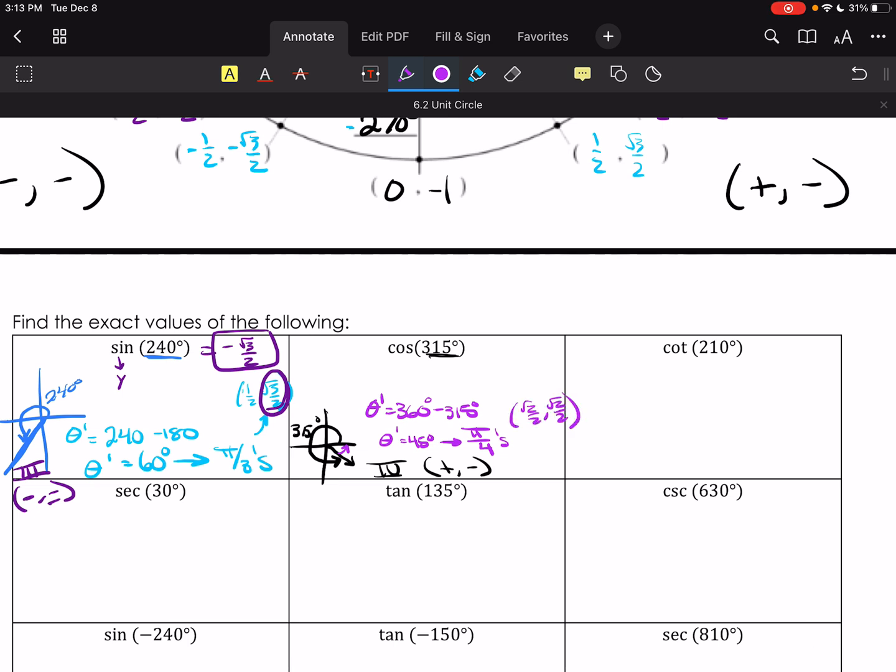So I want to identify my quadrant, which I already did. So I have positive, comma, negative. And then I want to figure out what trig function I'm evaluating. I'm evaluating cosine, and cosine is x. So x in quadrant 4 is positive square root of 2 over 2.